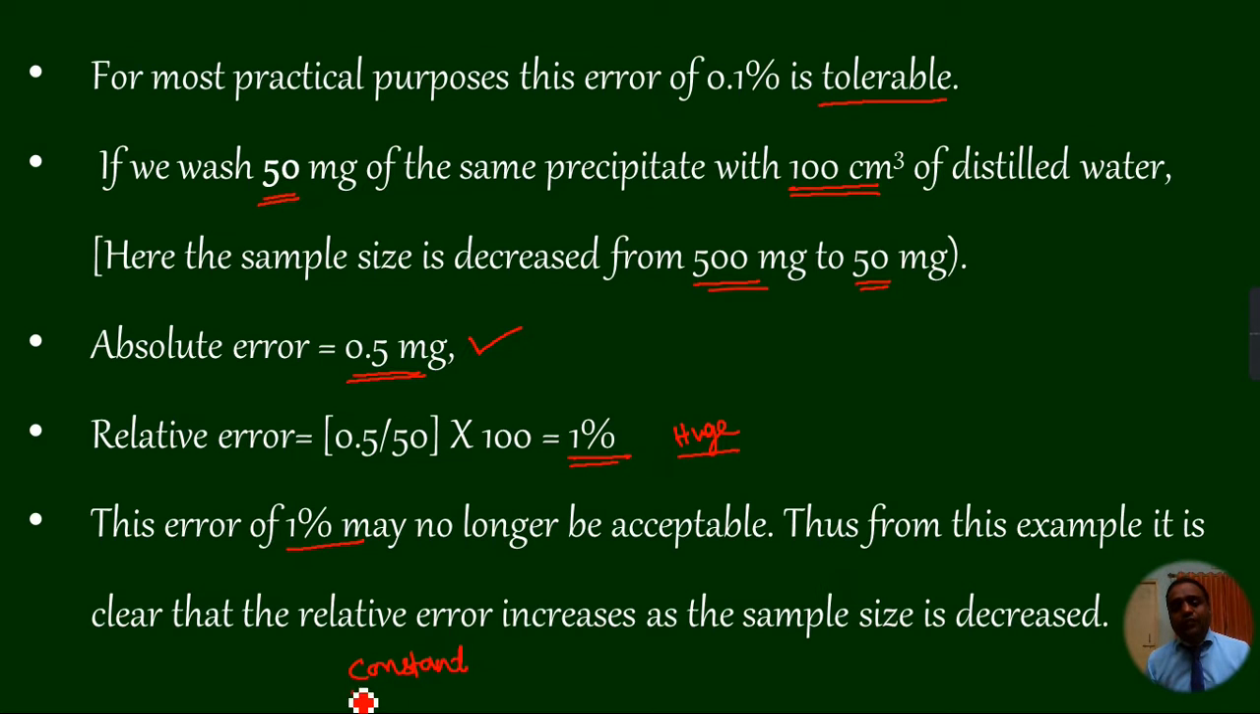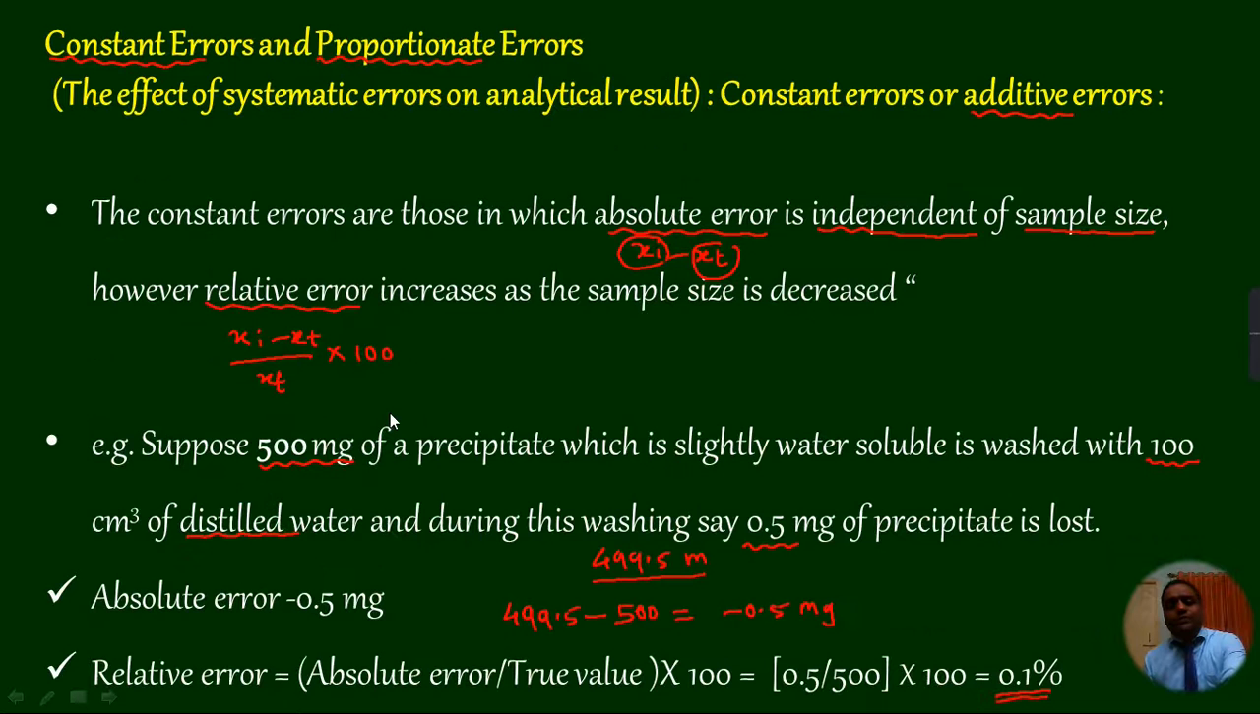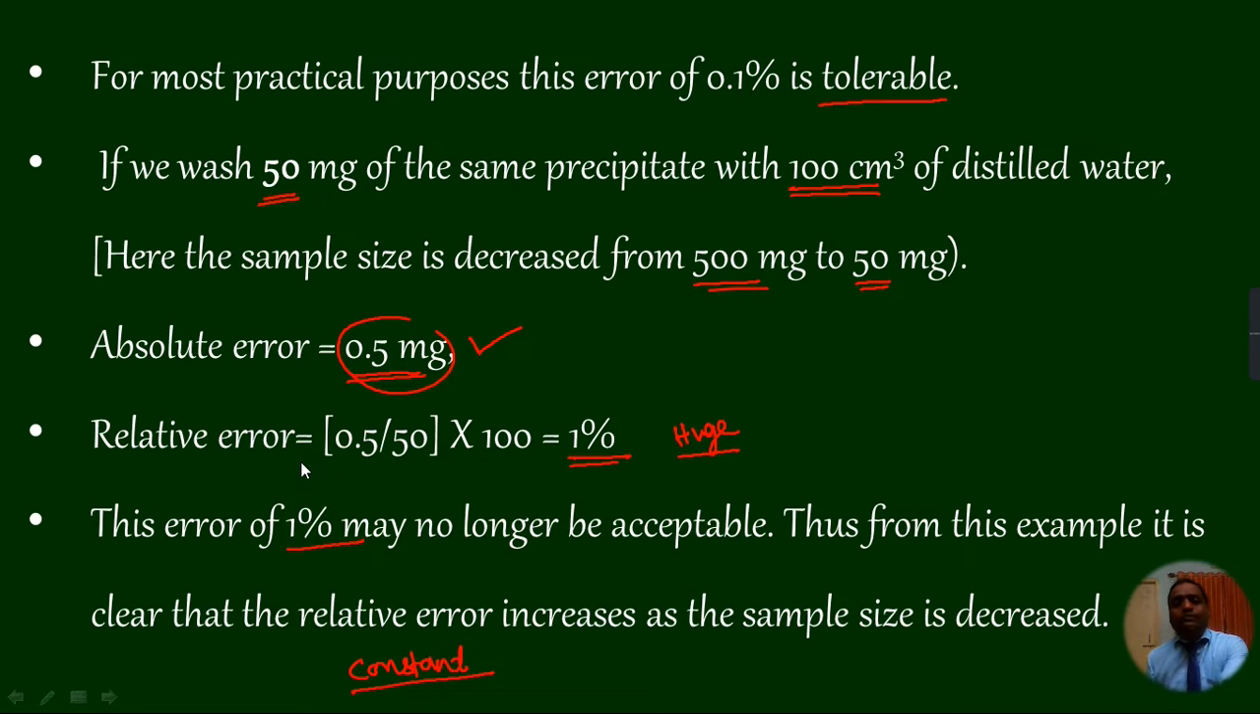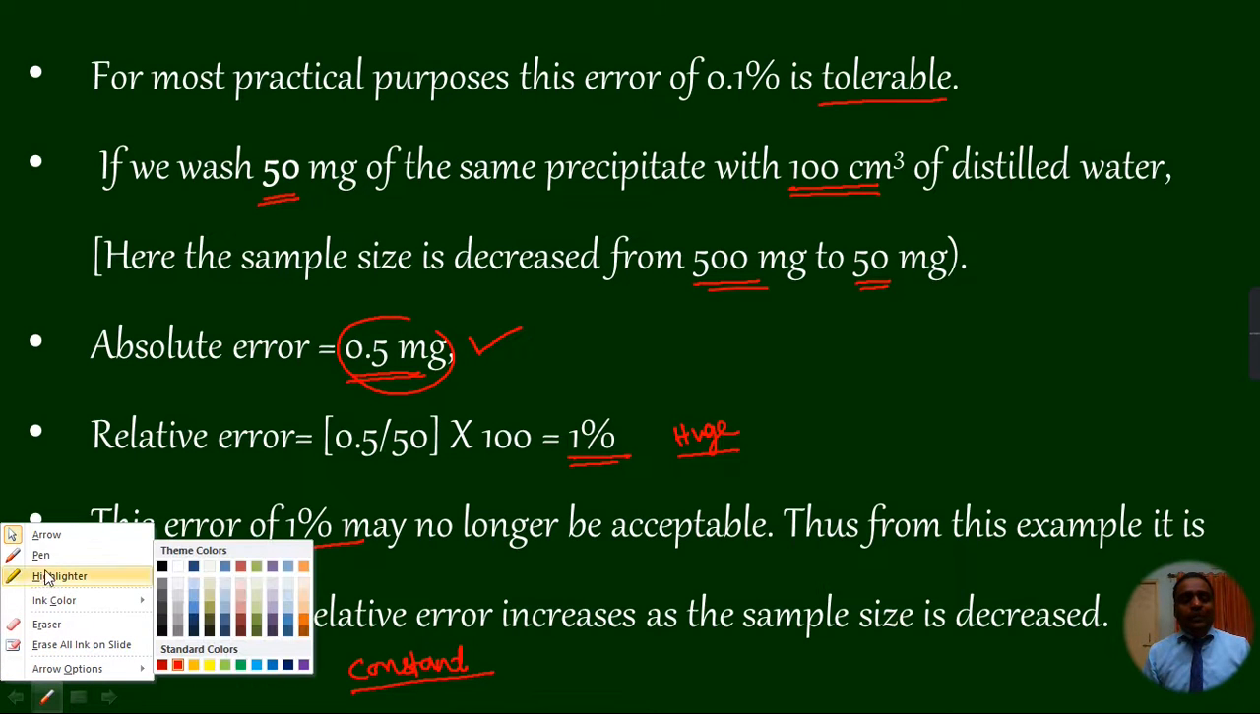Constant error is an error in which the absolute error does not change. So here also you are getting 0.5 milligram, as in the previous case. In both cases the absolute error was the same, but the relative error in this case is 0.1% when the sample size was 500 milligram, while when the sample size is decreased, your relative error is increasing. So this example has a constant error.